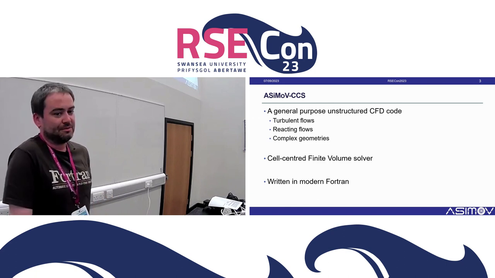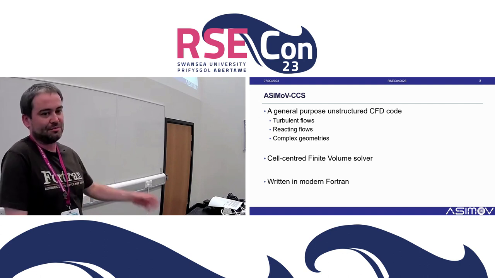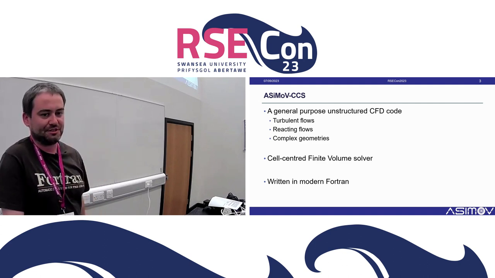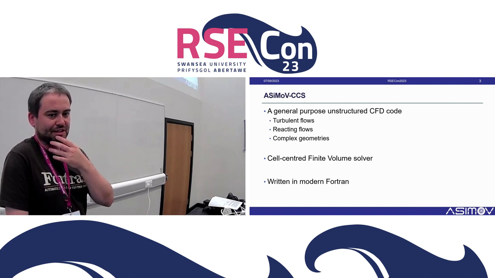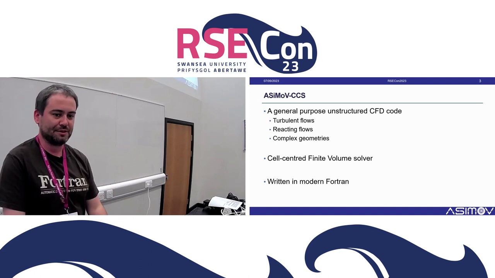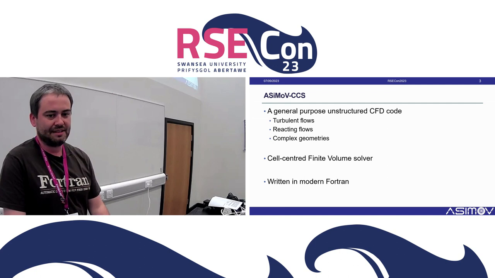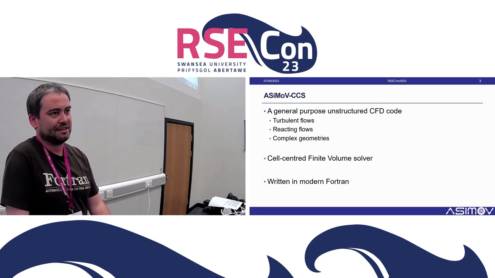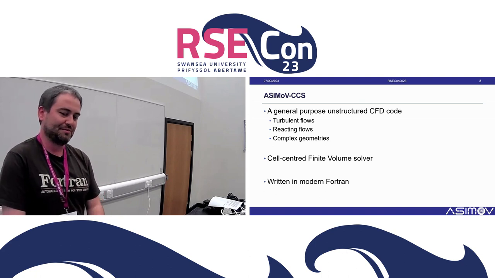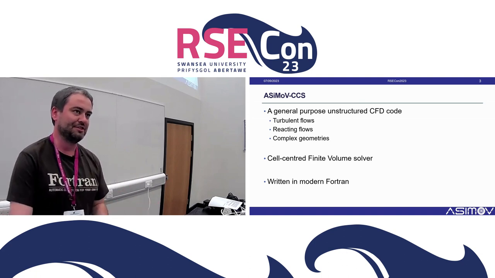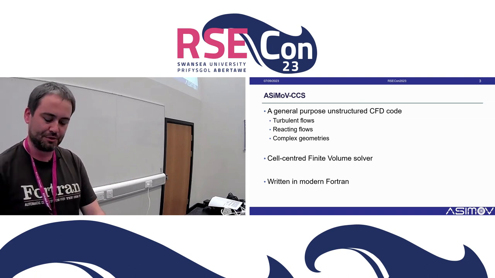So as part of this project, we're developing this CFD code called ASiMoV-CCS. It's just a bit of information about it if you're familiar with CFD. So these are the capabilities it needs to achieve. But I think really the main thing of interest for this audience here is the fact that we've written it in modern Fortran. And the choice for that was based on the familiarity of the people who'd be using it with Fortran. But based on some previous experience, we wanted to exploit features that are only available in the newer standards to allow us to write more modern code.